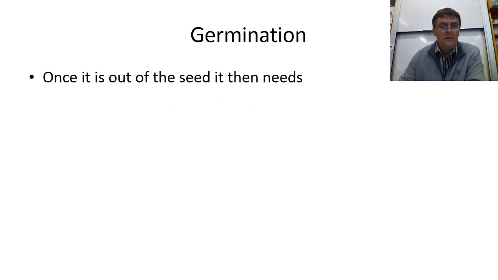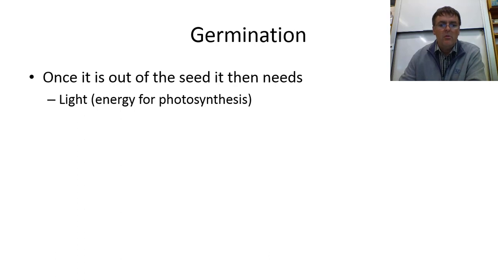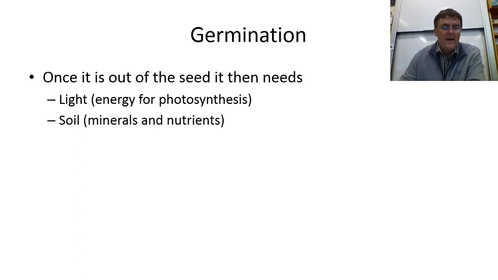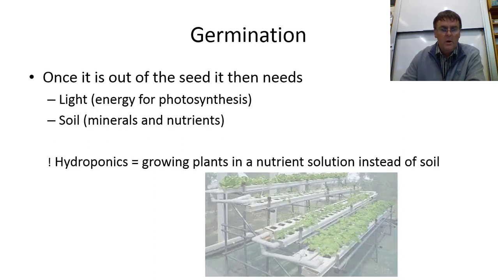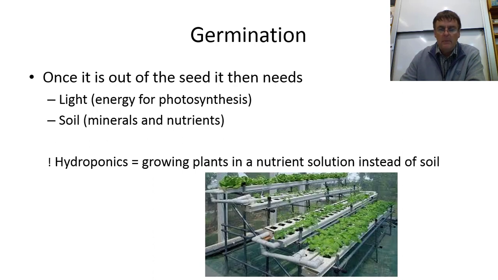Once it's out of the seed, then it'll need some light to get energy to help it grow its own food. Once it's used up the food stored in the seed, it's got to make its own. It needs light for that, and it needs soil for the minerals and nutrients that it also needs to help it grow. Hydroponics, they grow plants in a nutrient liquid solution instead of soil, and you'll often have a lot of your supermarket grown lettuces grown this way.